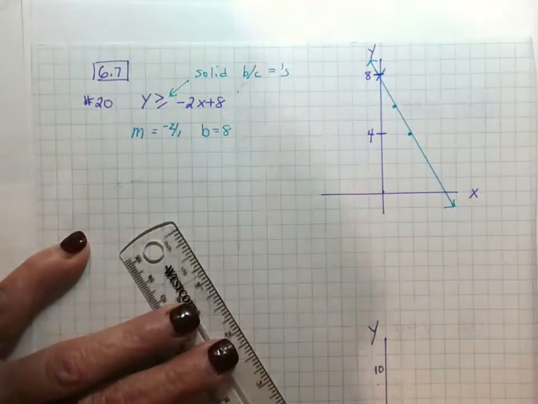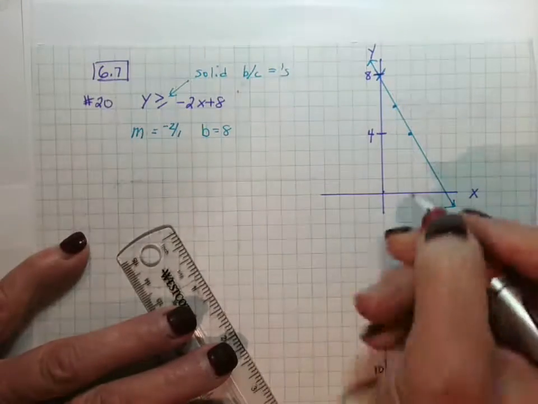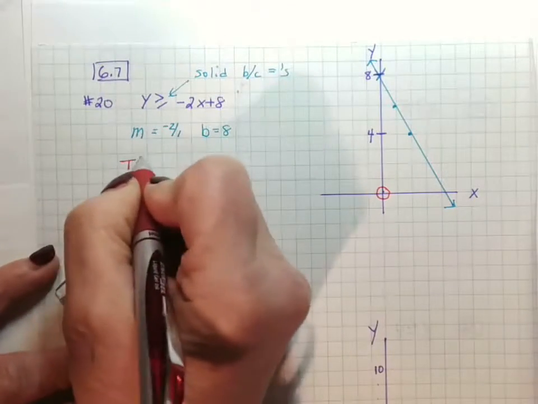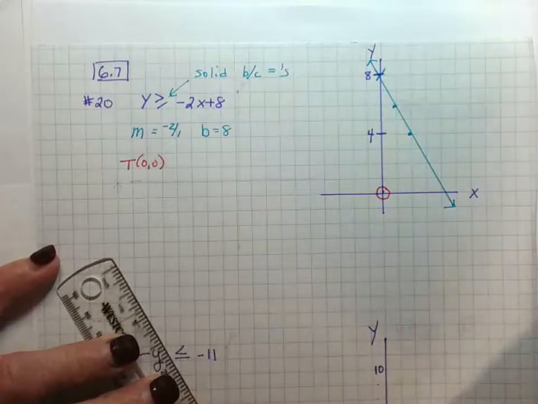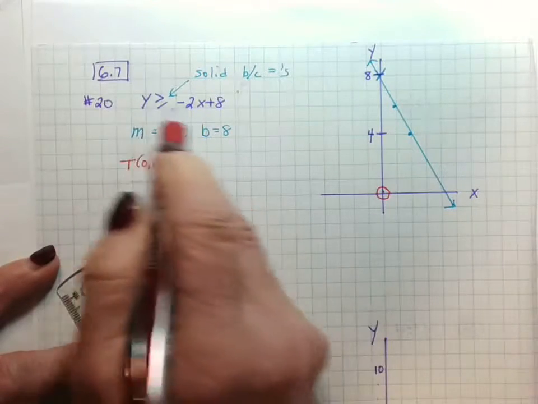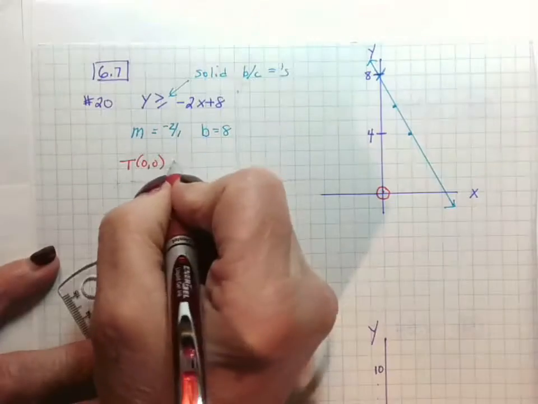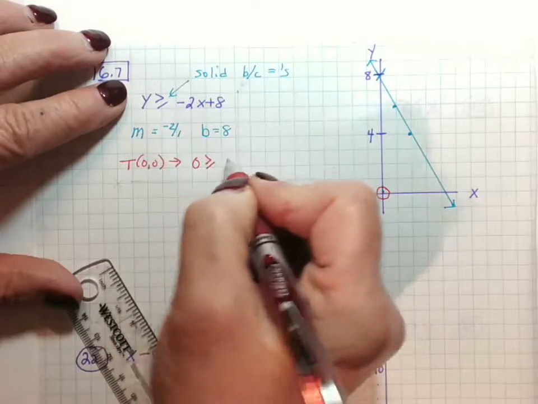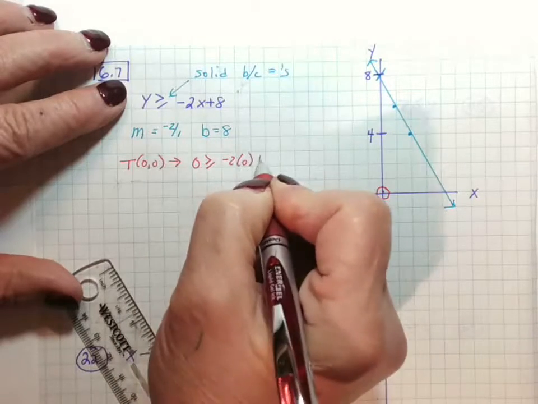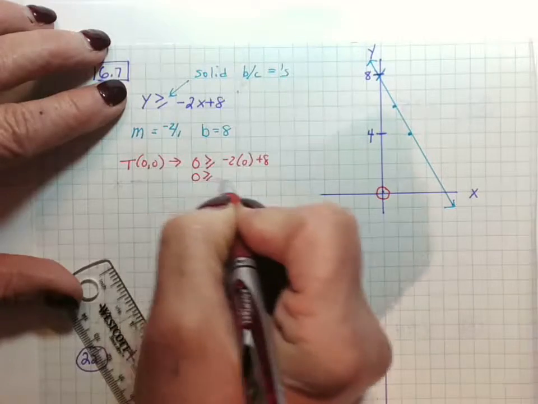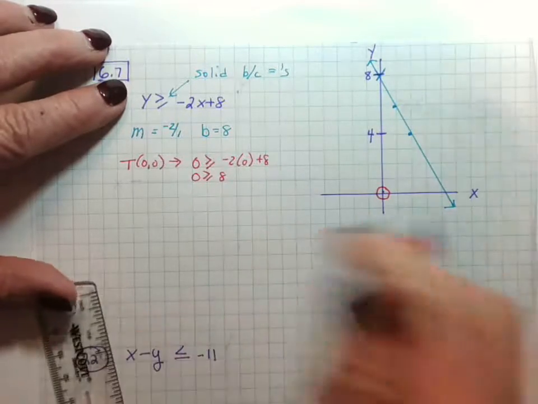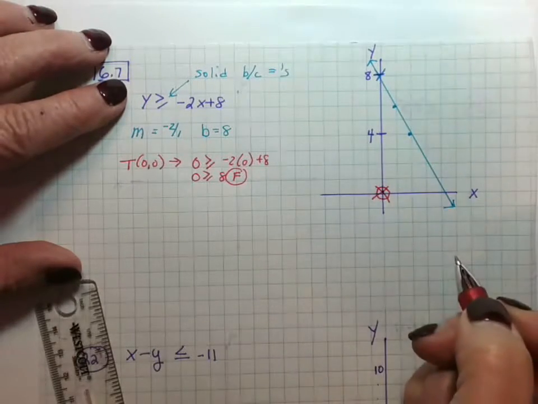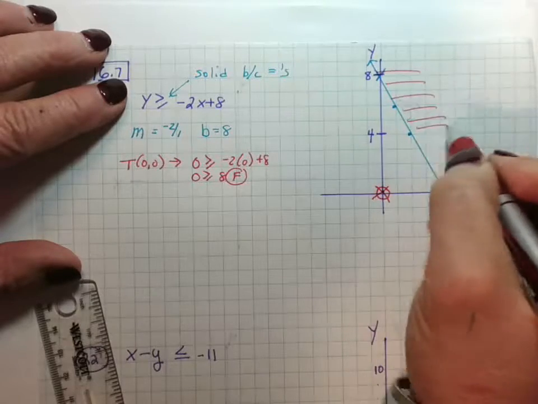Now, which side are we going to shade? So we pick a point, and the origin is the easiest point to check. And we check this point in our original equation. So y is 0 greater than or equal to -2 times 0 plus 8. 0 is greater than or equal to 8. Okay, that is false. So this is not a solution. So I shade the other side.